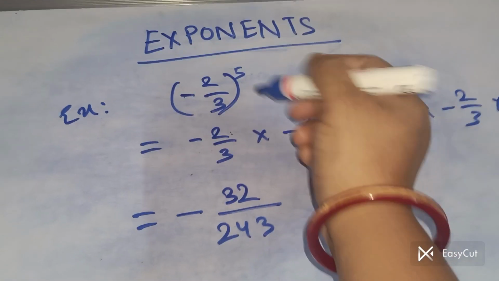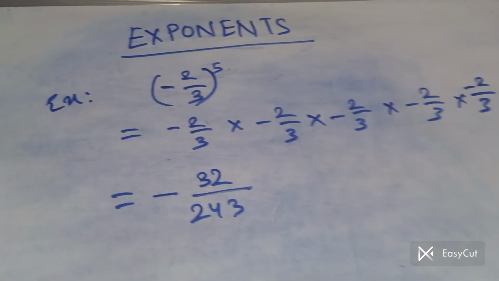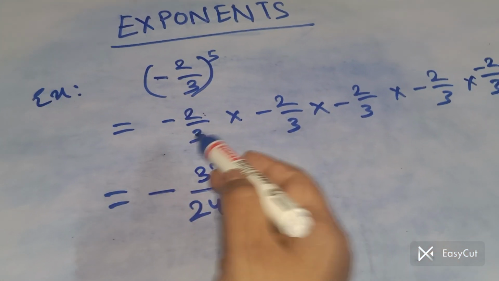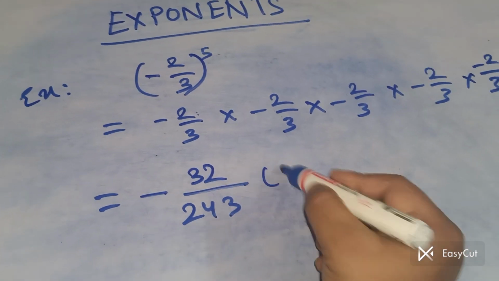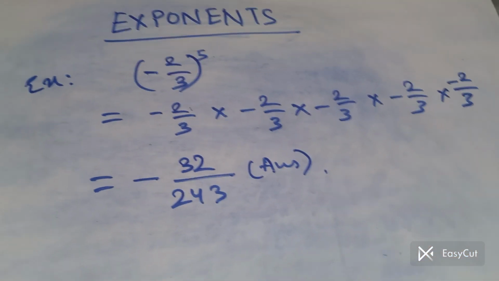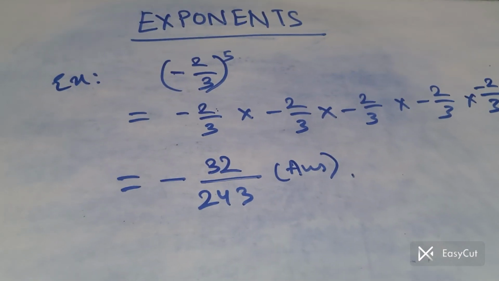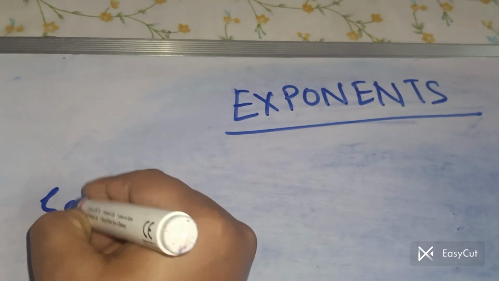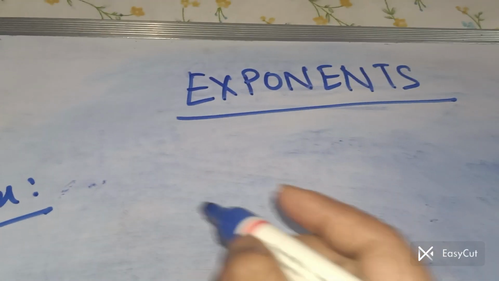So for this question, minus 2 by 3 whole to the power 5, what is the process? Like this we have to write. Then the answer is this, minus 32 by 243. When we are asked to find the value, we have to solve like this. Next example I am doing it here.